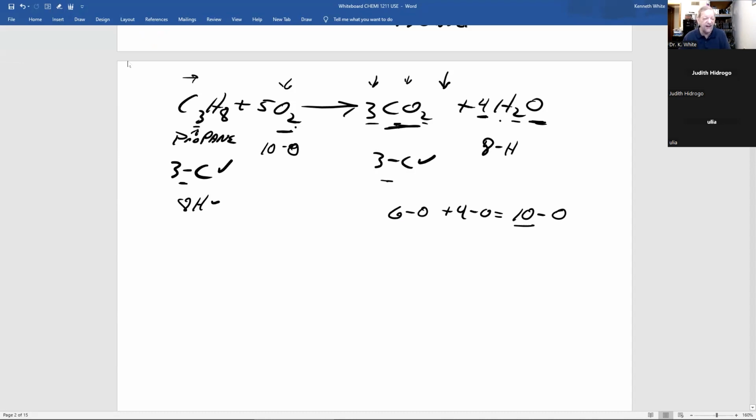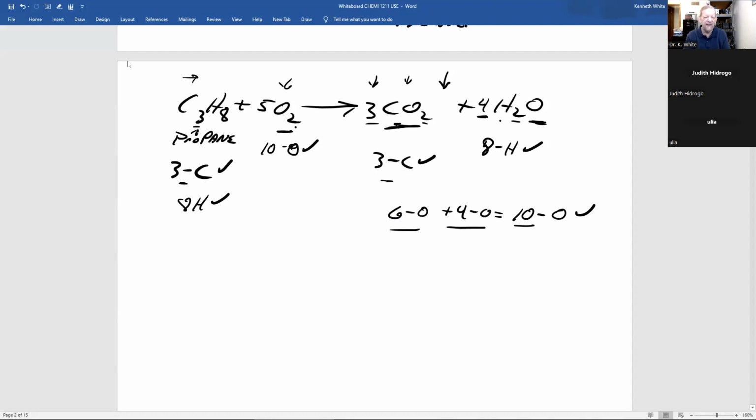On the reactant side, I have 8 hydrogen. On the product side, I have 8 hydrogen. Looking good so far. And on the reactant side, I have 10 oxygen. And remember, you got to add up all the oxygen from each molecule. I have 10 oxygen. It's balanced.